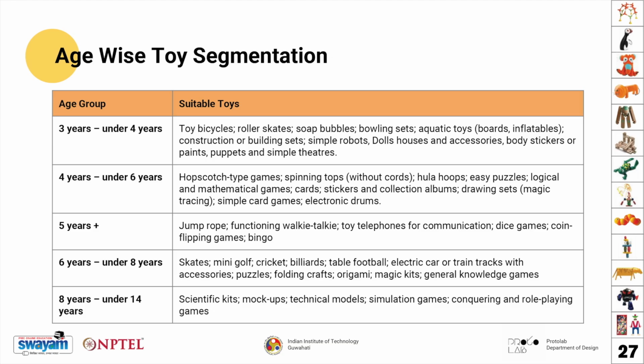Creative toys such as puzzles, folding crafts, origami magic kits, and general knowledge games further support creativity and learning. For children aged 8 to under 14 years, toys become more advanced and intellectually engaging. Scientific kits, technical models, mock up simulation games, and role playing games help children explore science, engineering concepts, strategy, and imagination, preparing them for more complex learning experiences.